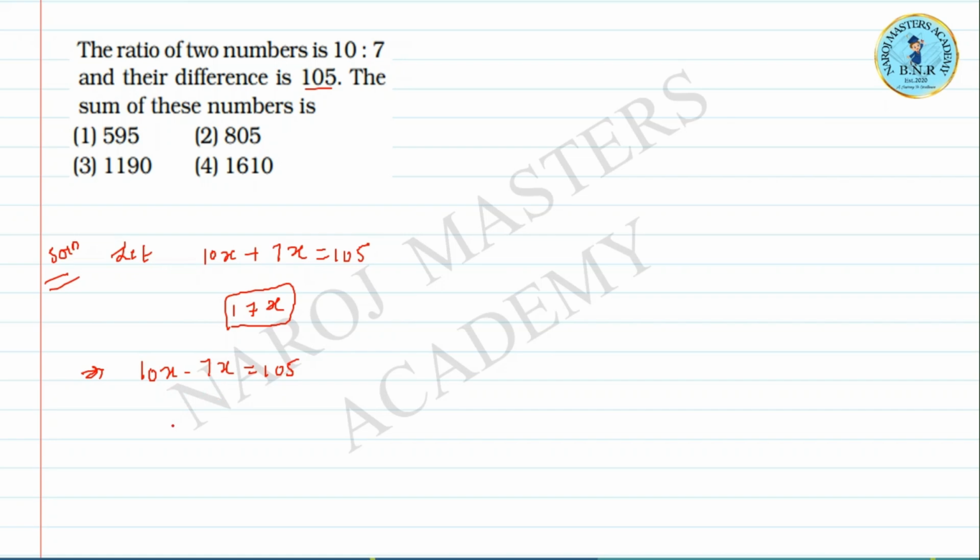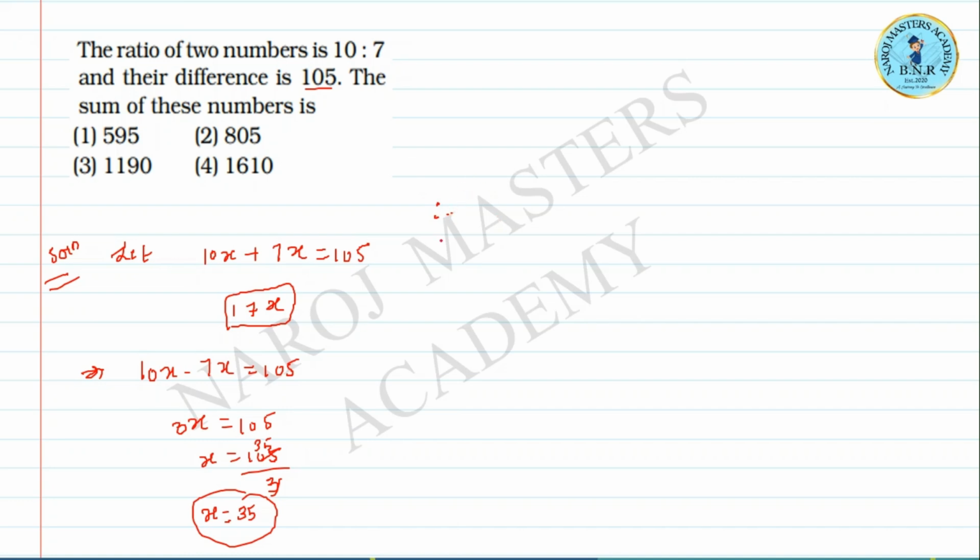10 minus 7 is nothing but 3x. So x equals 105 by 3. 3 ones are 3, 3 threes are 9, and 5 times... X is 35. What is the value of x here? 35. Now we have to make the sum. The sum of the two numbers is how much?